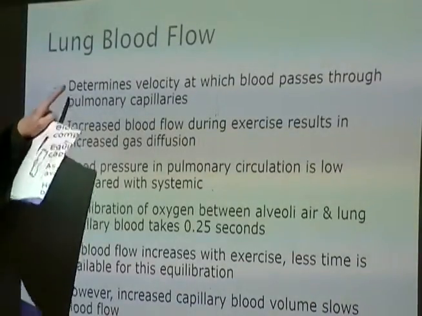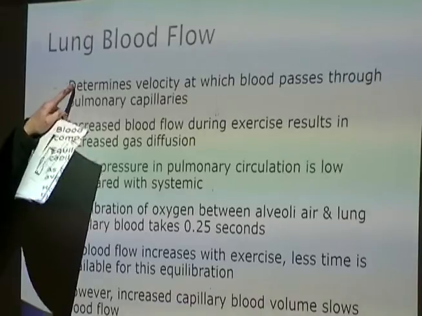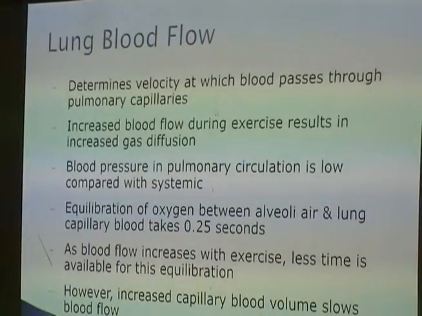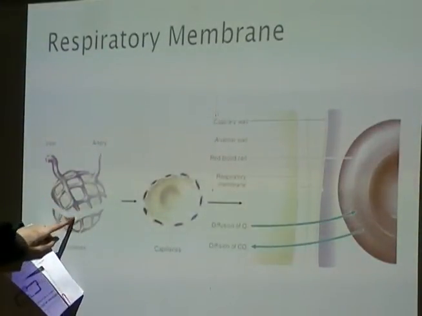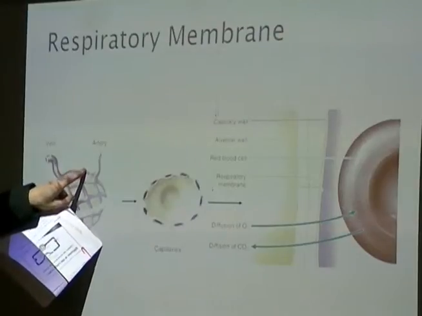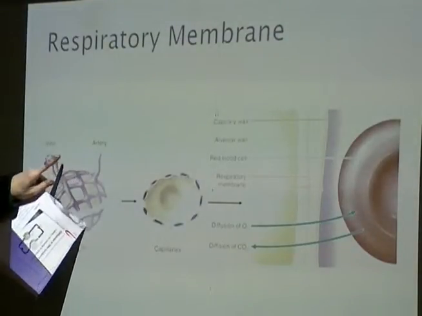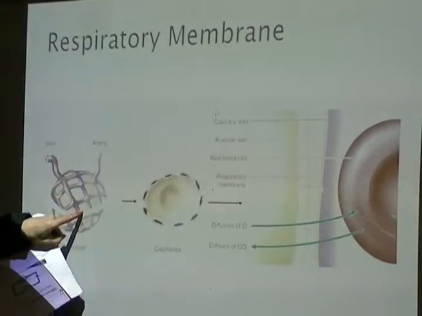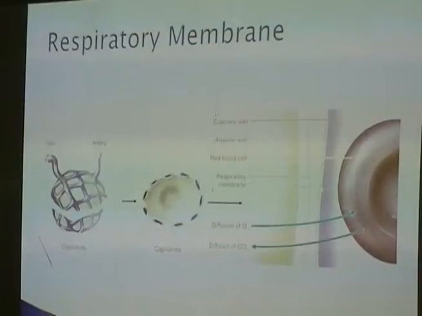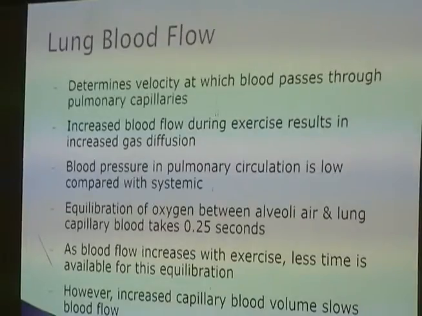So, if I increase blood flow, the more blood, remember all the way back at the beginning of this lecture, the alveoli are surrounded by a capillary network. The more blood I have going through that capillary network, the more oxygen I can pick up. More blood, more hemoglobin, more capability to collect oxygen. So when we exercise, what we want to happen is for more blood to flow through those capillaries so we can get as much oxygen as possible.